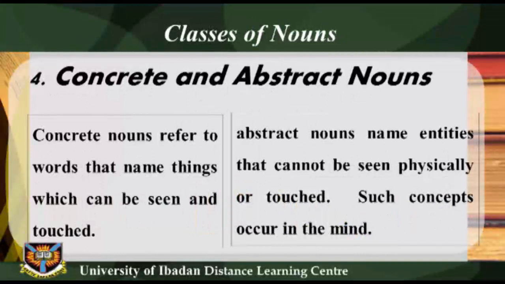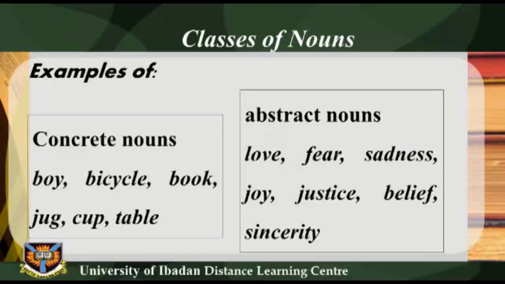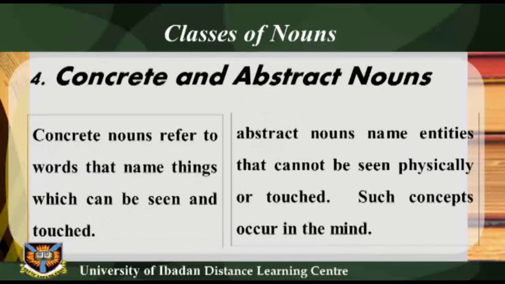Concrete and abstract nouns. Concrete nouns refer to words that name things which can be seen and touched. Such words include boy, bicycle, book, jug, cup, table, clock, etc. The opposite is the abstract noun. It refers to nouns, which may be an idea or a concept, but whose referent may not be seen physically or touched. Perhaps such concepts occur in the mind.